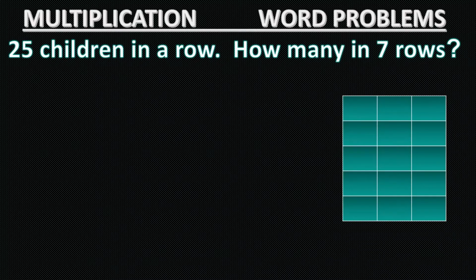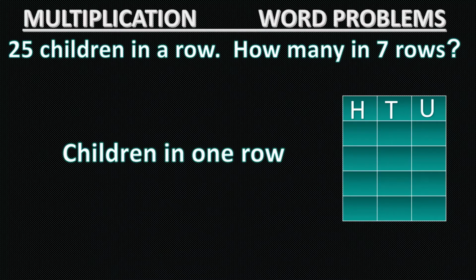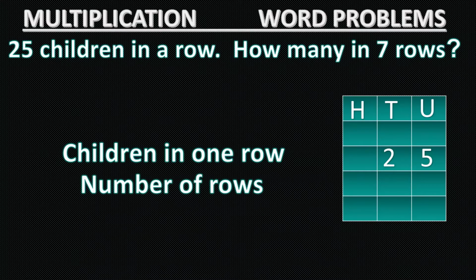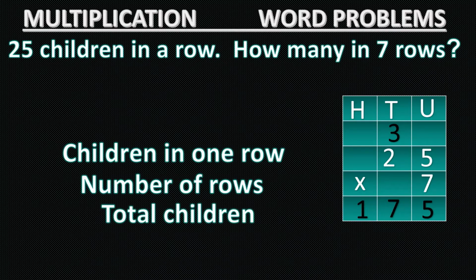Draw the columns. Write hundreds, tens, units. The first statement will be children in 1 row, that is 25. Second statement, number of rows, 7. Multiplication sign. 7 5s are 35. We write 5 in units place, 3 in tens place. Now 7 2s are 14. 14 plus 3, we get 17. So we write 7 in tens place, 1 in hundreds place.